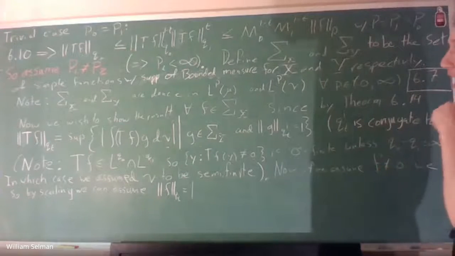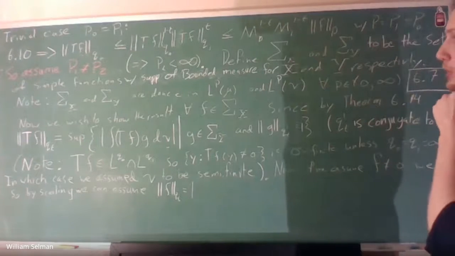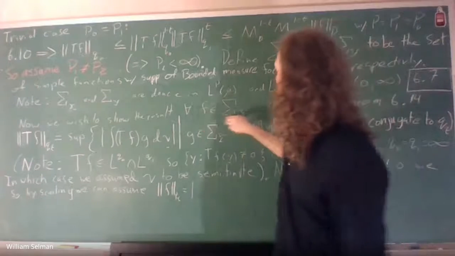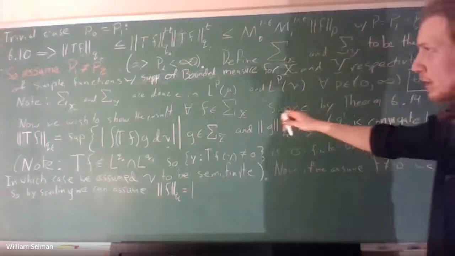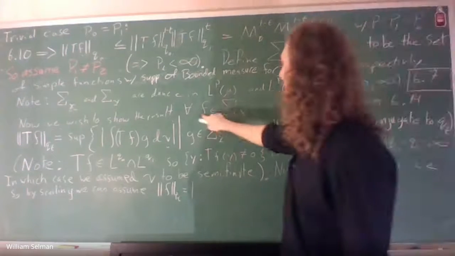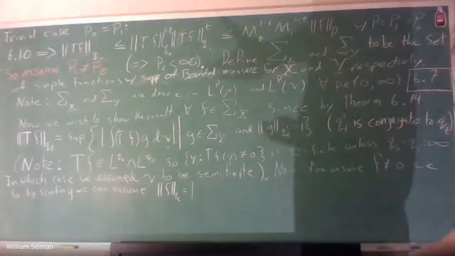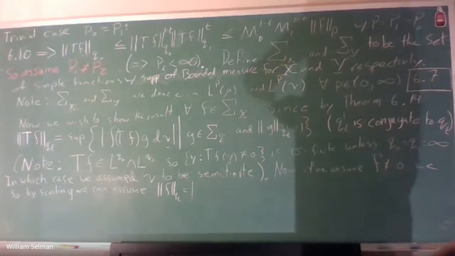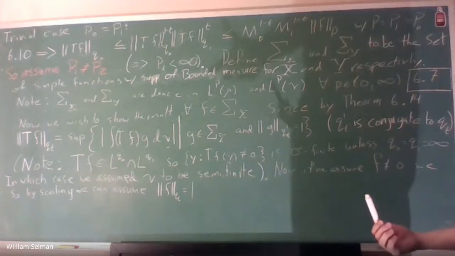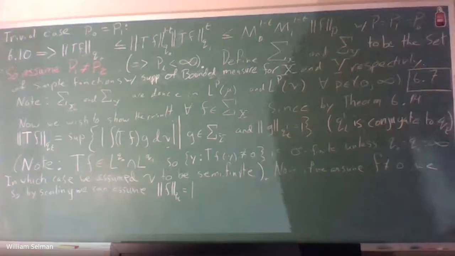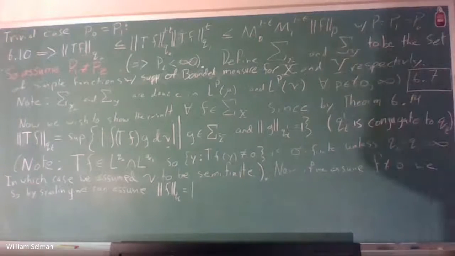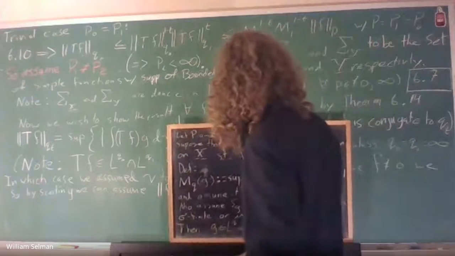So now we want to show that for all F in sigma sub X, we want to show the result for F in this set because it's dense within the LP. The reason that this is going to end up being useful is because of Theorem 6.14.